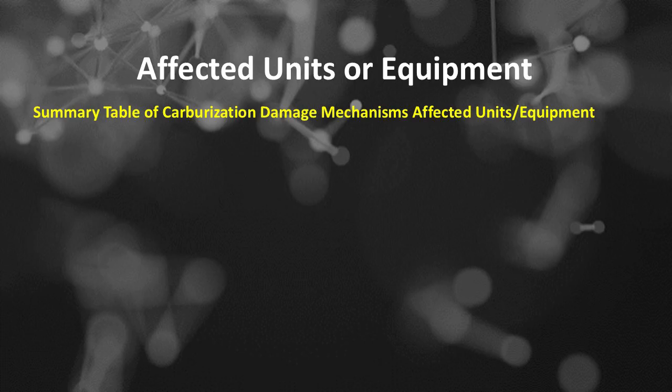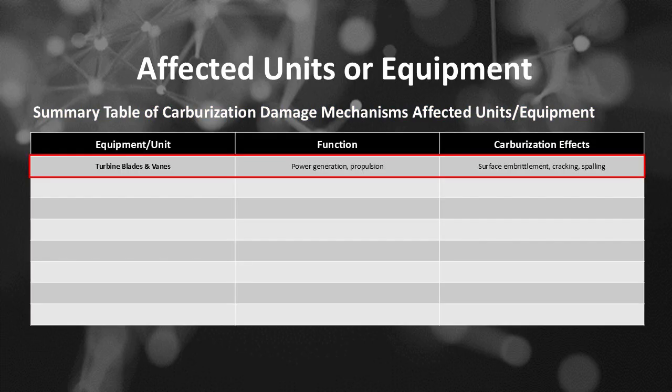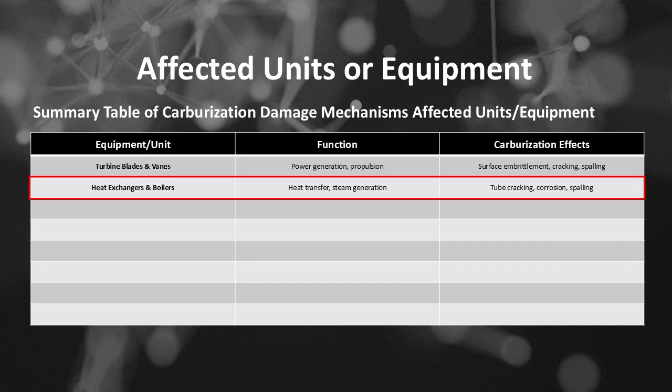Summary table of carburization damage mechanisms. If the equipment or unit is turbine blades and vanes, then the function is power generation and propulsion, and the carburization effects are surface embrittlement, cracking, and spalling. If it is heat exchangers and boilers, then the function is heat transfer and steam generation, and the effects are tube cracking, corrosion, and spalling.